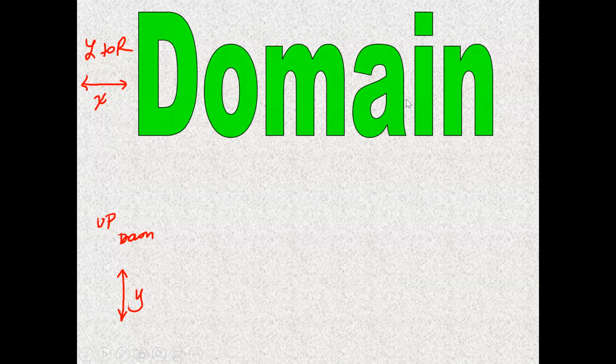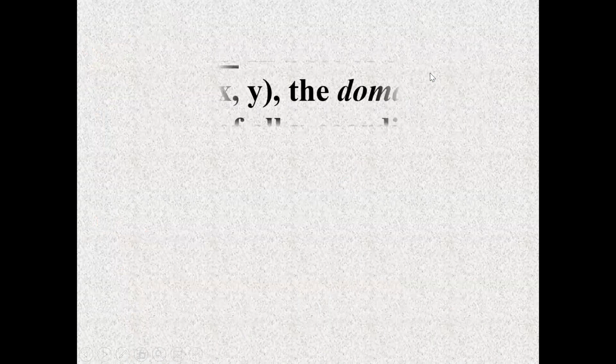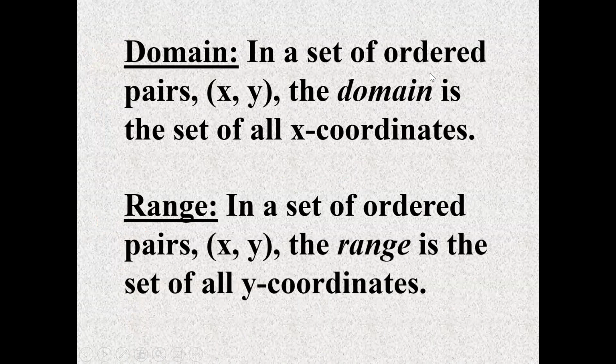Domains are generally the x values, and it goes from left to right. Range are the y values, and it goes up and down. Go ahead and read the vocabulary for domain and range.